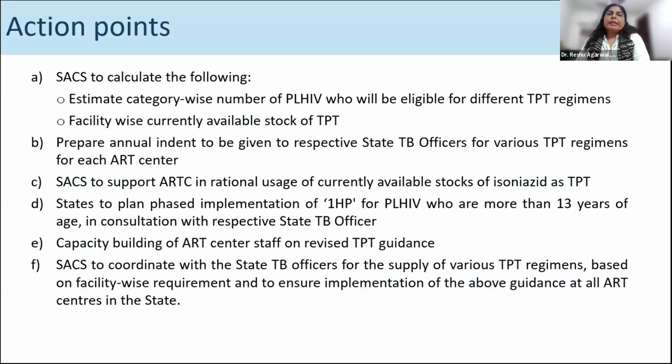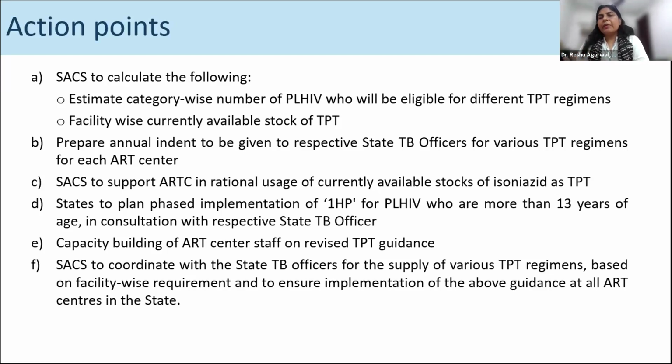Some action points in terms of implementation now. This is something which was sent to you in the OM, and perhaps you all would have already started working on this. Especially for the SACs and the ART centers, you need to calculate the quantity of the various TPT regimens you require. Now you have a very clear indication of what regimen is to be used in which type of patients. So you need to estimate the total number of patients in each category, how many courses for each patient in each category you would be requiring, and what is the available stock of TPT you already have.